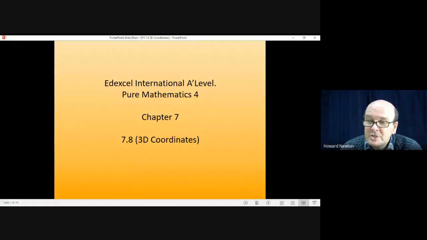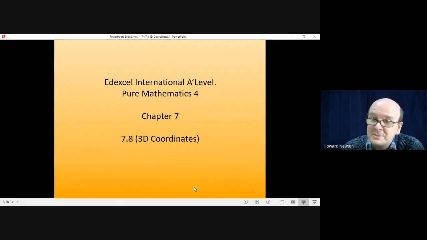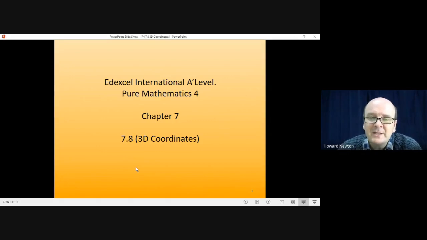In this lesson, we're on Chapter 7, 7.8, and we're considering three-dimensional coordinates. Now, we have already considered three-dimensional coordinates in previous lessons, so a bit like the last lesson, there's nothing fundamentally new in this lesson, although the two different ways of thinking about finding the magnitude of a vector or the distance between 2 points may feel slightly new.